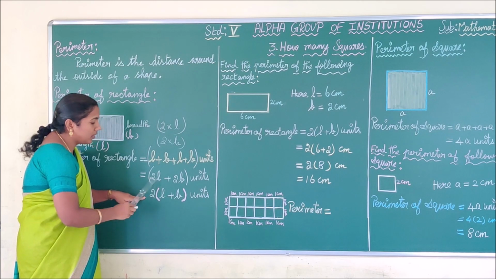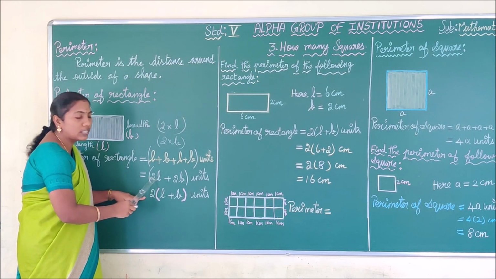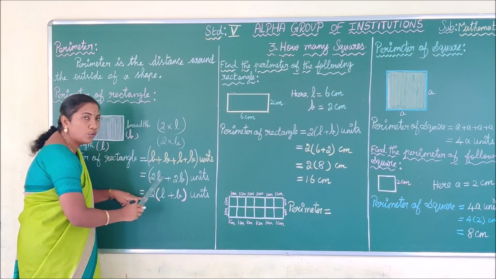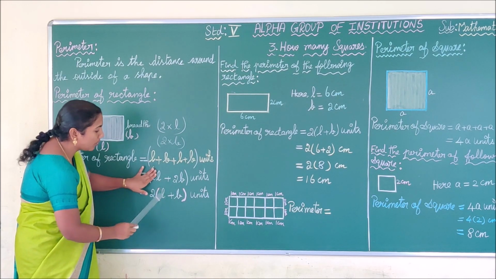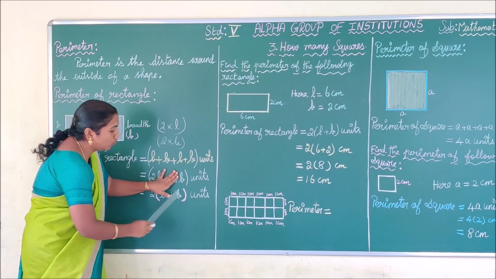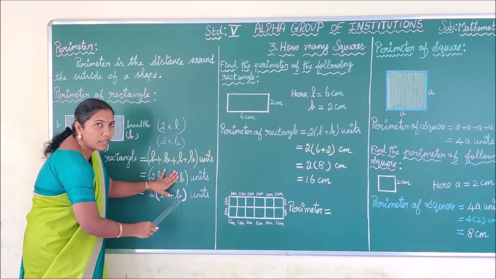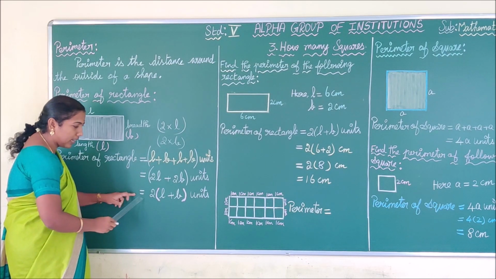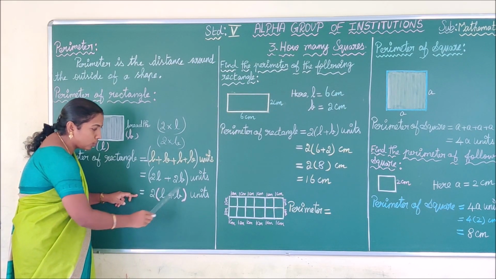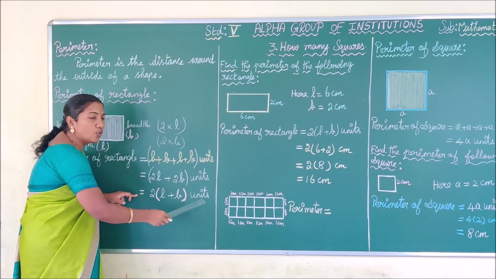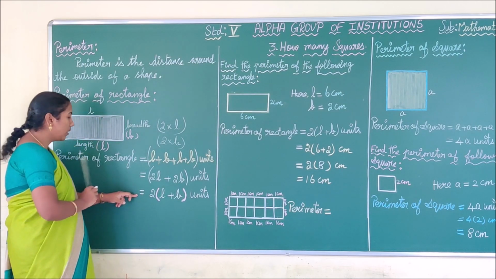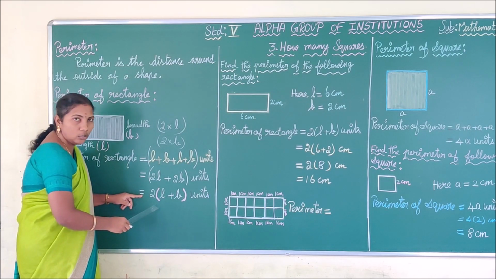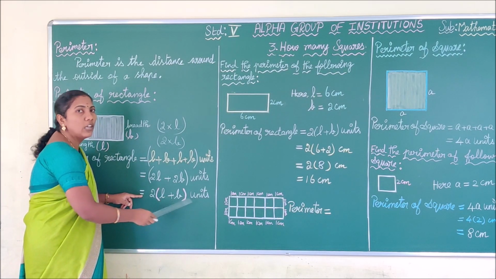Again, we take the 2 commonly outside from these 2 terms. Thus we take 2 from 2L, so remaining we have L only. Here we take 2 from 2B, so remaining we have B only. So finally we can give the formula of perimeter of rectangle as 2 into L plus B units. Repeat after me, children. Perimeter of rectangle equal to 2 into L plus B units.